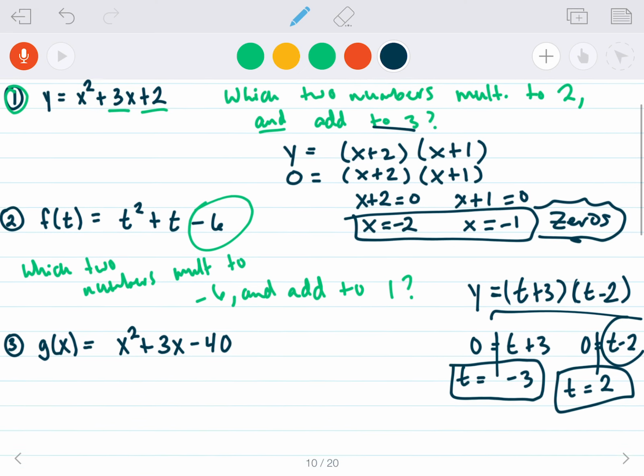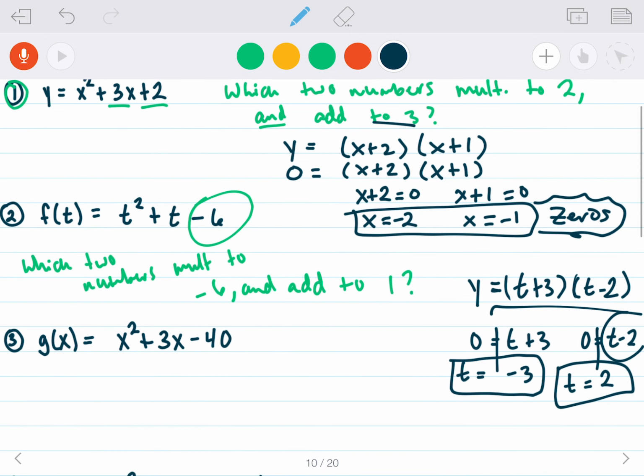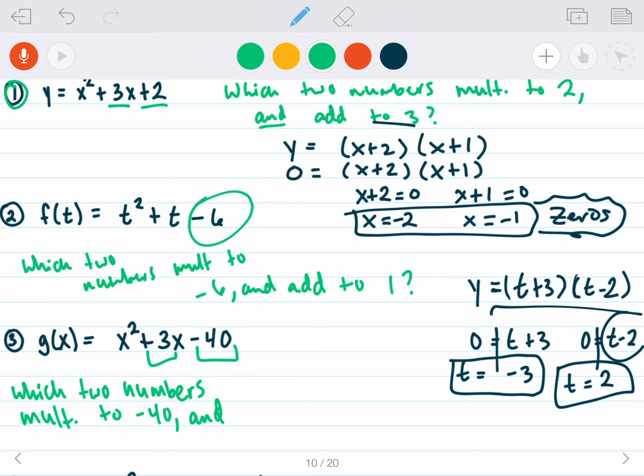All right, let's try number 3. Okay, so what two numbers multiply to negative 40 but add to 3? Which two numbers? You always want to think about the numbers that are being multiplied first. Which two numbers multiply to negative 40 and add to positive 3?